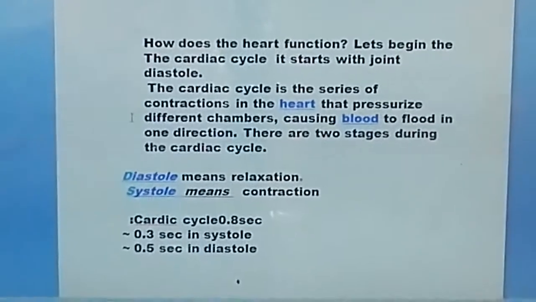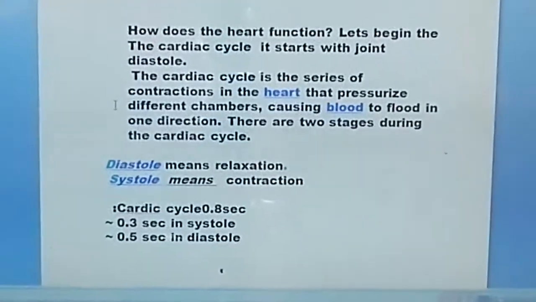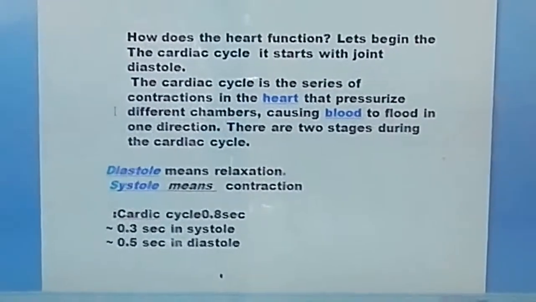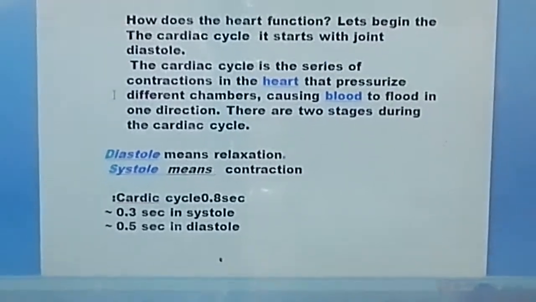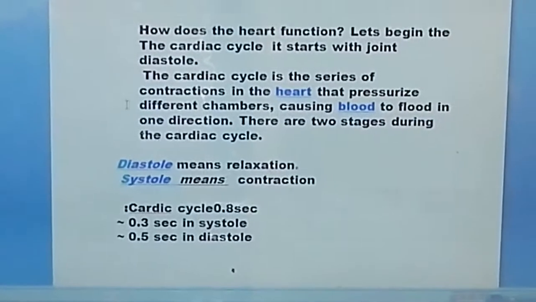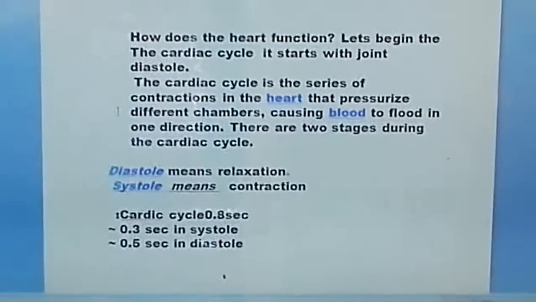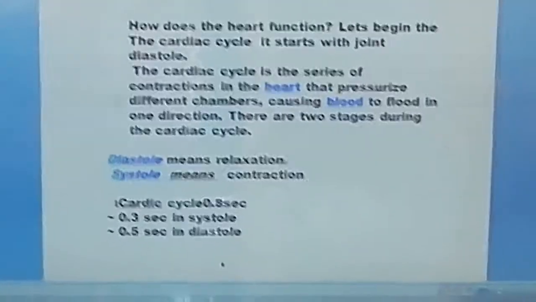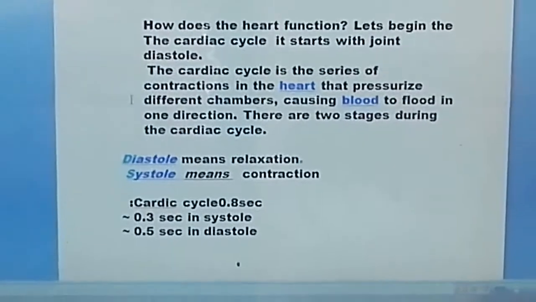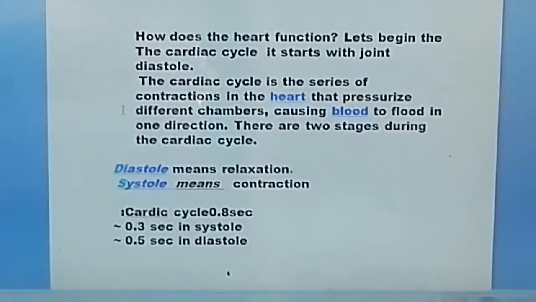The cardiac cycle begins with the joint diastole. Let me tell you that when we are studying the cardiac cycle, you should be familiar with the words diastole and systole. Diastole means relaxation and systole means contraction. So when the cardiac cycle begins, it starts with the joint diastole. That means the atria and the ventricles are relaxing. All the four chambers are relaxing.